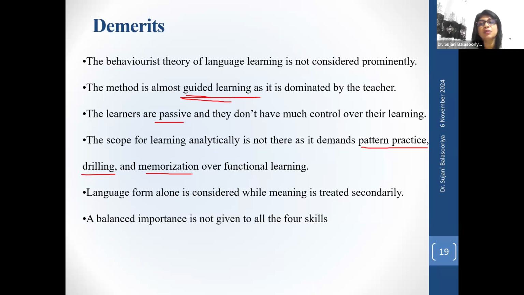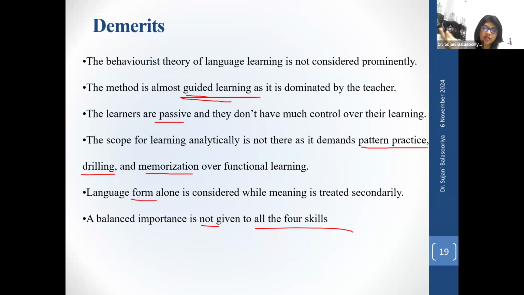It focuses attention on pattern practice, drilling, memorization, quite mechanical. And language form alone is considered while meaning is treated secondarily. The top priority is given to the form here also, and meaning is considered next, right? And a balanced importance is not given to all the 4 skills. Another problem in audio-lingual method, right? Hope the nature of audio-lingual method is clear to you all.